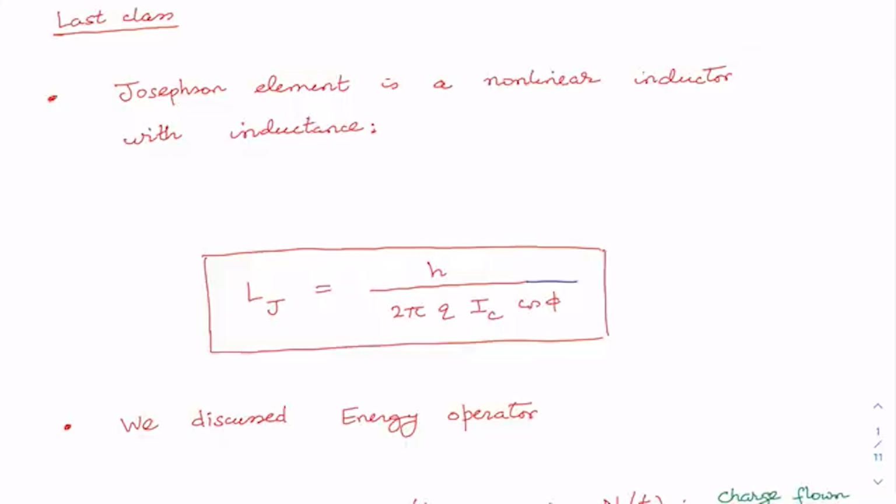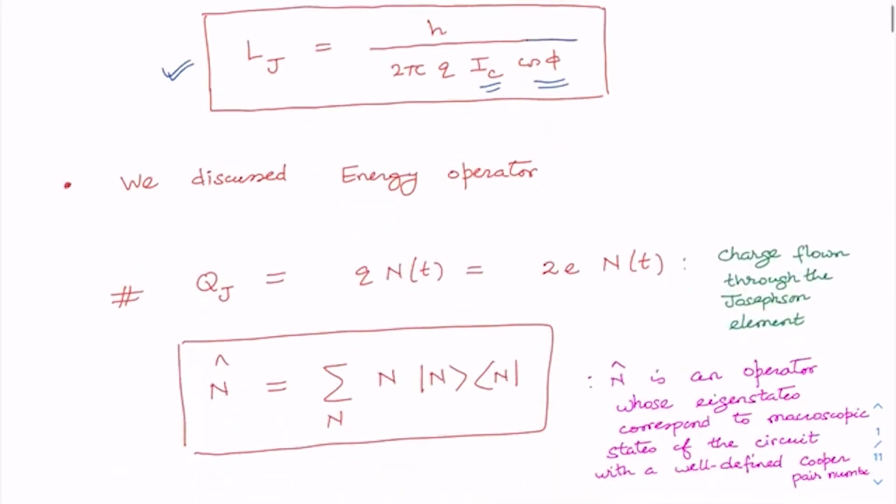So let us begin. In the last class, we continued our discussion on the Josephson element from the previous one, where we learned that the Josephson element is a nonlinear inductor with inductance given by this expression. Here h is Planck's constant, Ic is the critical current, and cos phi is the term where phi is the phase difference across the junction.